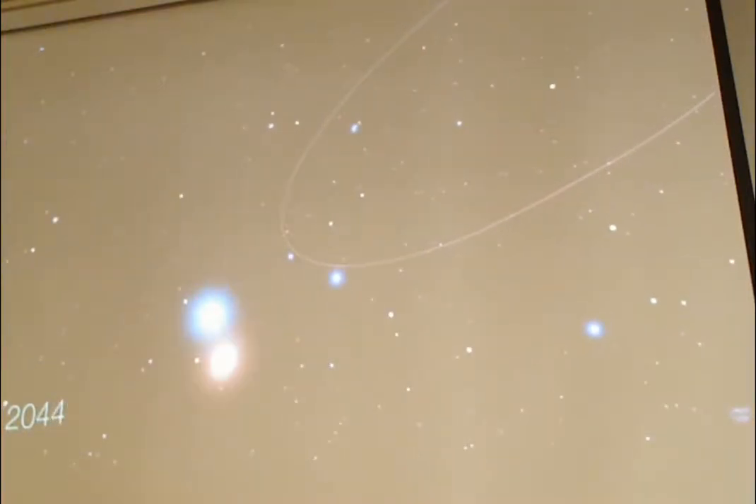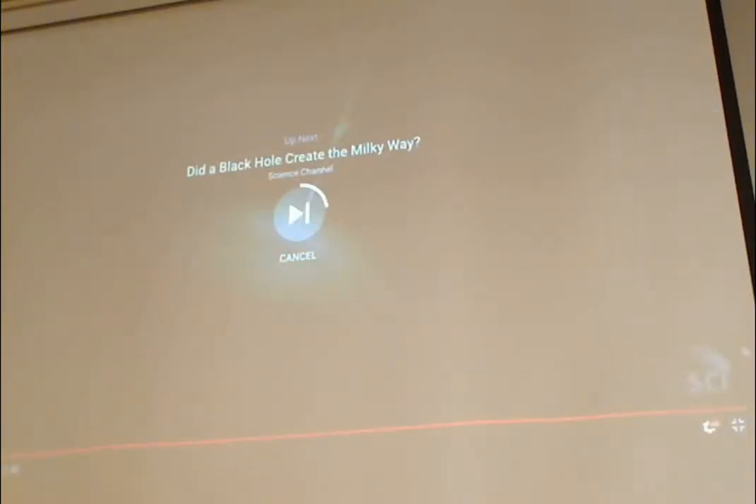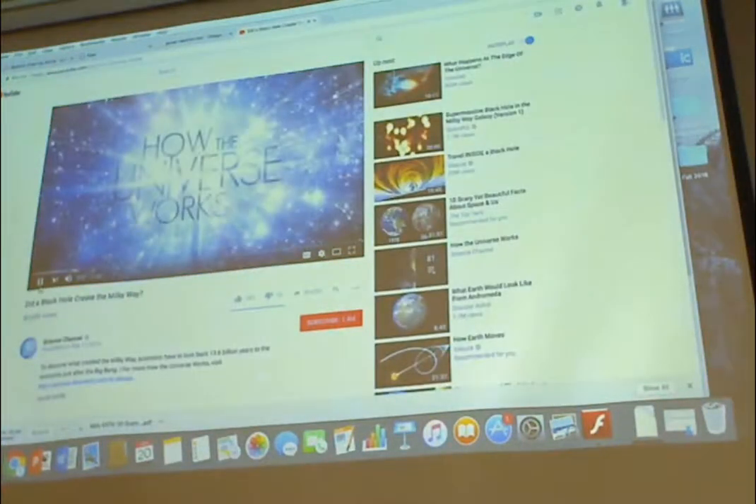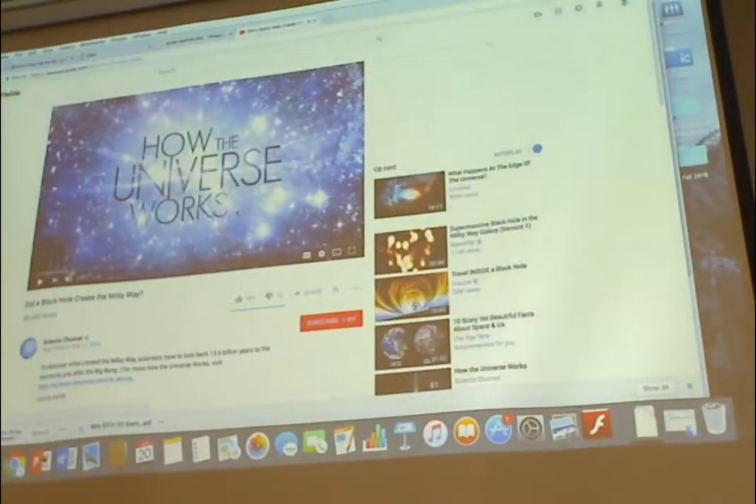Now, what's really cool is there's a big cloud of gas headed for the Milky Way right now. What's going to happen when the Milky Way eats it up? It's going to have an accretion disk for a little while, which means it will start to grow and we'll actually see the edge of that black hole.